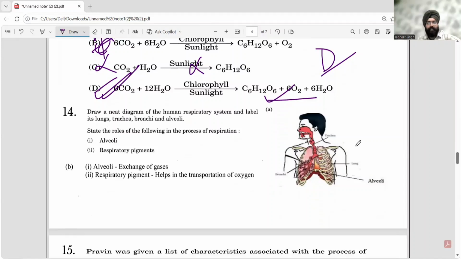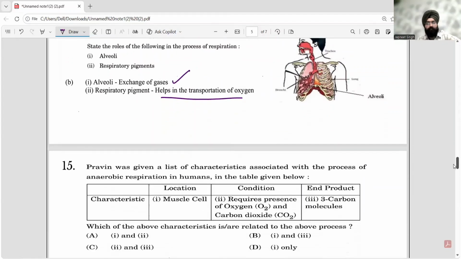This type of question has been asked in a board exam. Draw a neat diagram of human respiratory system and state the roles of alveoli and respiratory pigments. Alveoli help in exchange of gases, and respiratory pigment helps in transportation of oxygen.